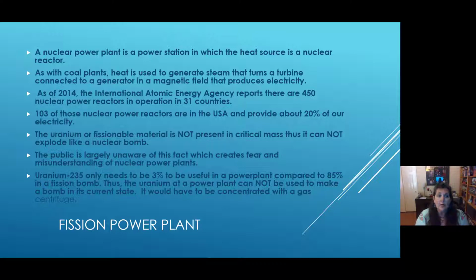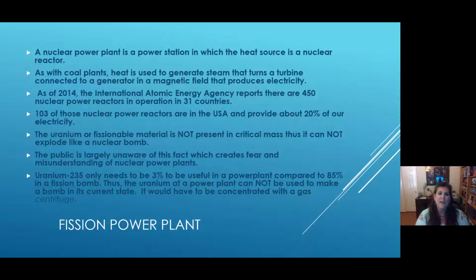Remember, uranium-235 is the fissionable uranium isotope, and it only needs to be at 3% to be useful in a power plant, compared to 85% in a fission bomb. Thus, the uranium at a power plant cannot be used to make a bomb in its current state. It would have to be concentrated with one of those gas centrifuges.